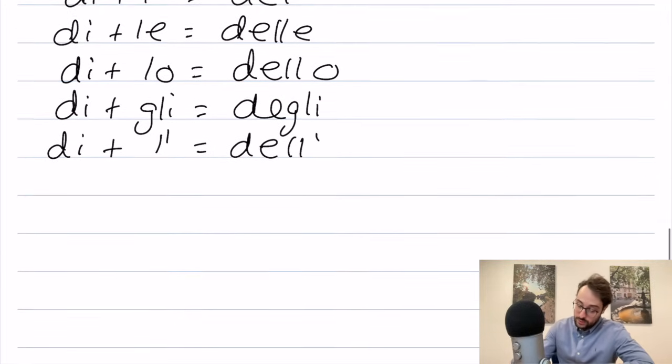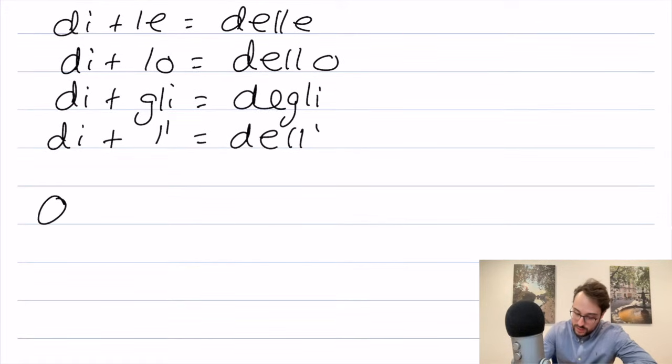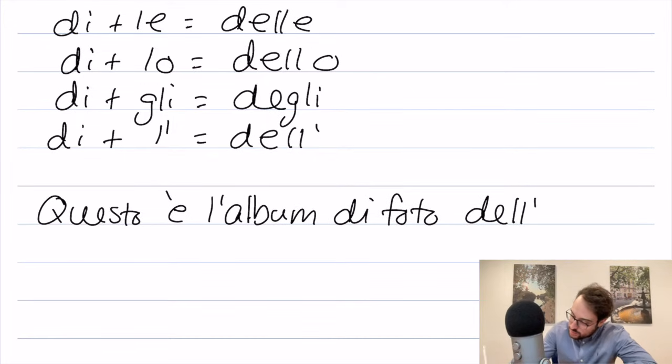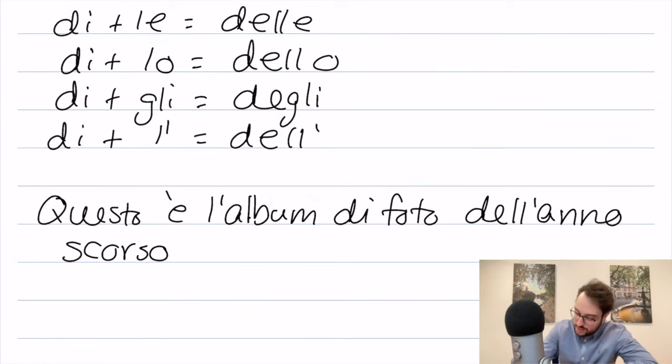So if I wanted to say, for example, questo è l'album di foto dell'anno scorso. This means this is the photo album of last year. Basically, that is what it is of. It contains things of last year. It belongs to last year in a way.